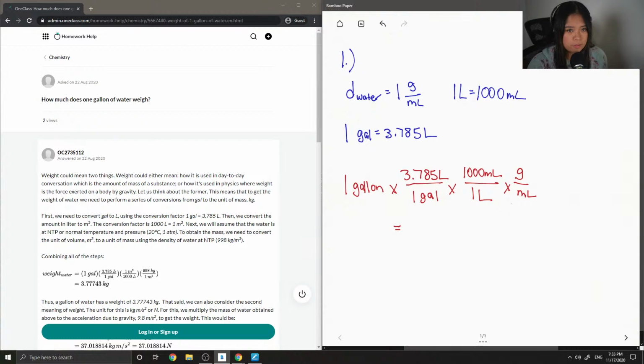Okay, so if you'll notice all of the units canceling out, so gallons will cancel out, liters will cancel out, and then milliliters will cancel out. Then if we multiply this through, we end up getting 3,785 grams of water in 1 gallon.